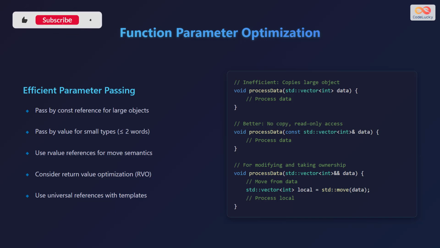In the code, we have different versions of the process data function that take parameters by value, by const reference, and by rvalue reference. The version that takes a parameter by const reference is usually the most efficient for large objects that don't need to be modified. The version that takes a parameter by rvalue reference can be used to efficiently transfer ownership of resources.